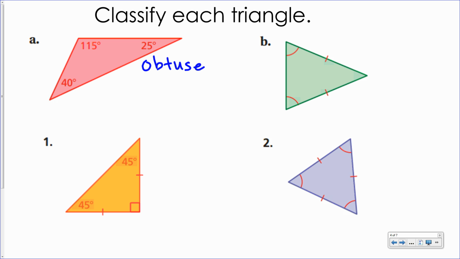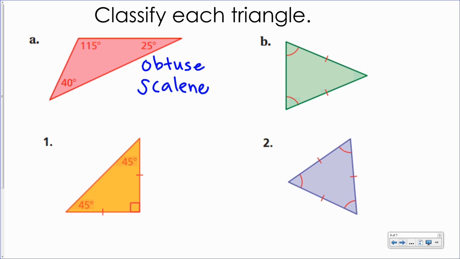We also need to classify it by its side lengths. Now it doesn't tell you the side lengths, but just so you know, anytime the angles are not equal, the sides will not be equal. So none of these sides are equal, so we would call this a scalene triangle. I would like you to pause the video now and do letters B and 1 and 2, and go ahead and classify each of those triangles, and when you're done, turn it back on.